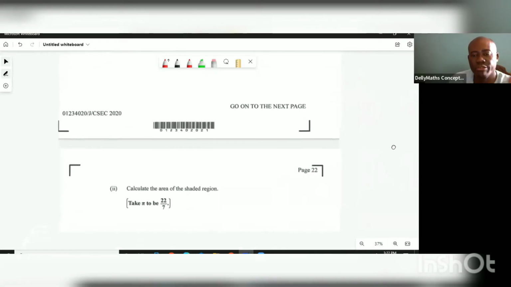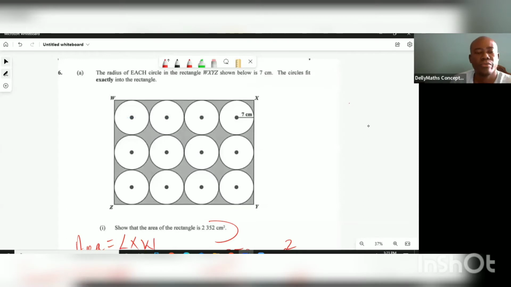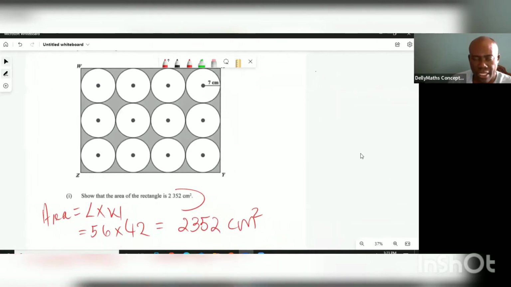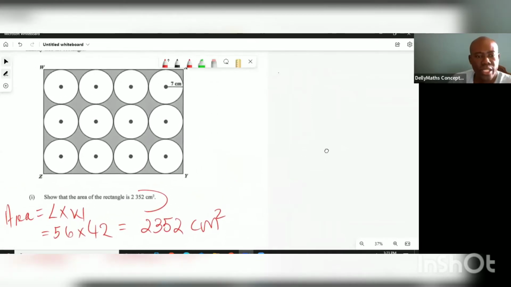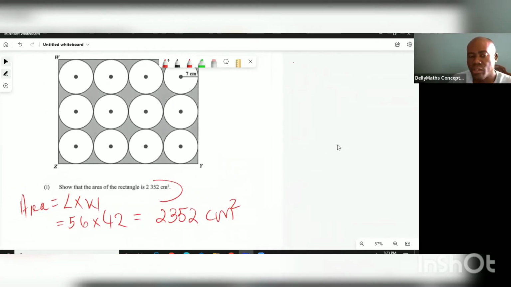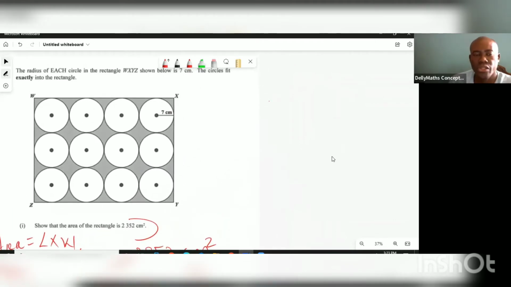Calculate the area of the shaded region. The area of the shaded region is the area of the rectangle minus the area of all of these circles. And we have 12 circles going on here. We have already found the area of the rectangle, which is 2,352, but we knew that because we already proved it. So let's find the area of the 12 circles, but we start off by finding the area of one of those circles first.